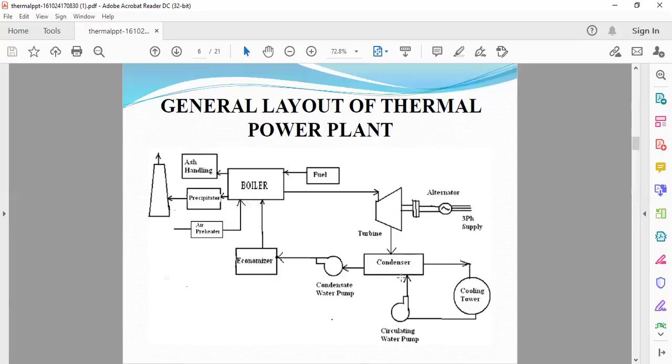Whatever steam is utilized in the turbine is again condensed in the condenser, and a cooling circulating water pump flows water through this condenser so that the steam is condensed to water. That water is pumped through the economizer, and the heated water from the economizer is again pumped to the boiler. In this way, the thermal power plant runs. So let us go step by step through how the thermal power plant works.